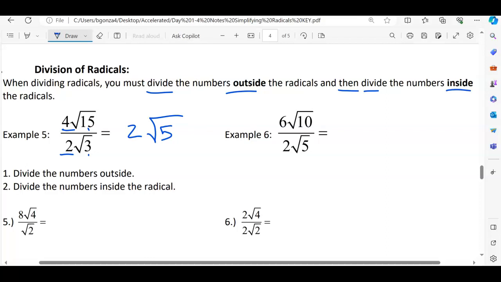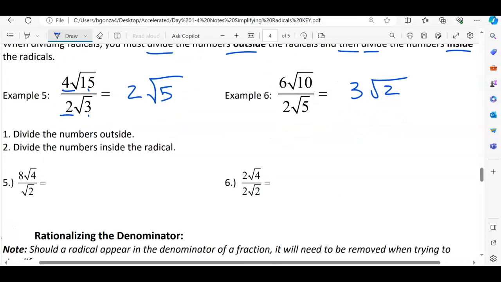What about example 6? What's 6 divided by 2? 3. What's 10 divided by 5? 2. On both of these, the square root has a prime number in it, so we don't need to break it down. You can't break it down. Okay. So that's it. I'm going to give you 1 minute. Try 5 and 6. Everyone's trying 5 and 6.